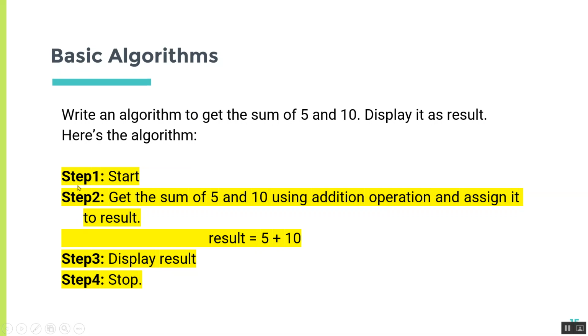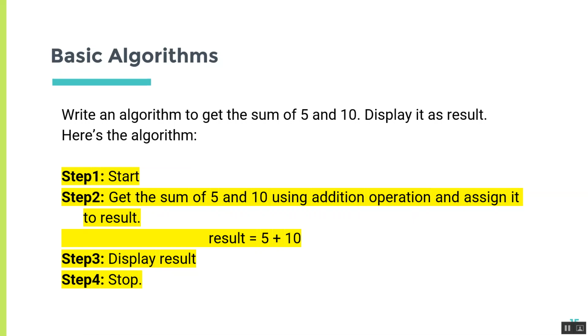So step 1, this one is the starting point of our algorithm. So that's why we always put start on our step 1. The next step, which is step 2, we have to get the sum of 5 and 10 using addition operation and assign it to result. So here we don't have to declare or create a variable for 5 and 10 since it's just a constant value that we need to add, which is 5 and 10.